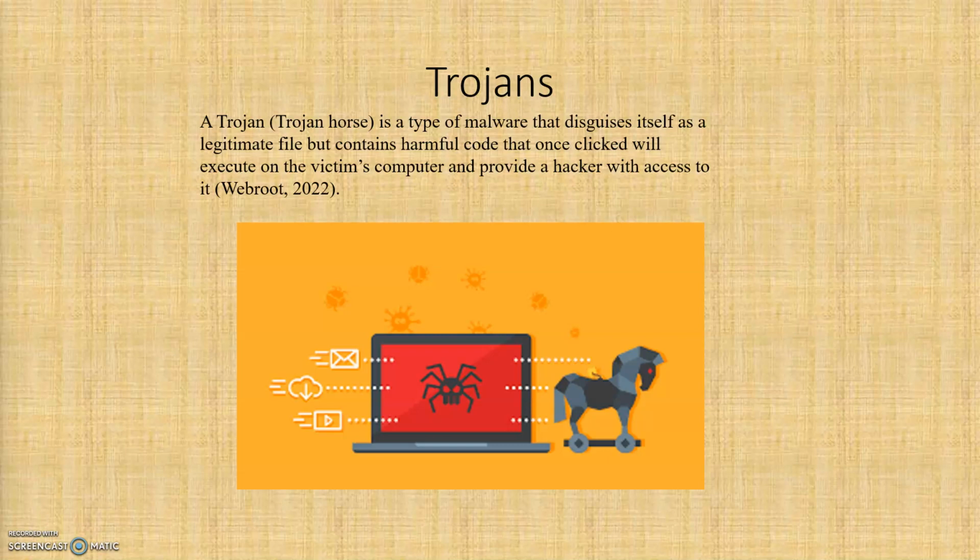The next attack that we have is a Trojan. A Trojan, also known as the Trojan Horse, is a type of malware that disguises itself as a legitimate file but contains harmful code that, once clicked by the user, will execute on the victim's computer and provide a hacker with access to it. The types of Trojan viruses are backdoors, exploits, rootkits, bankers, DDoS, and downloader Trojans.